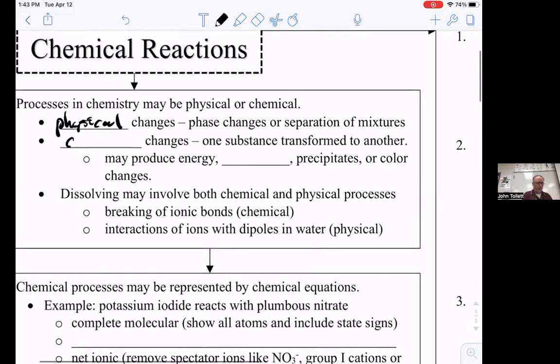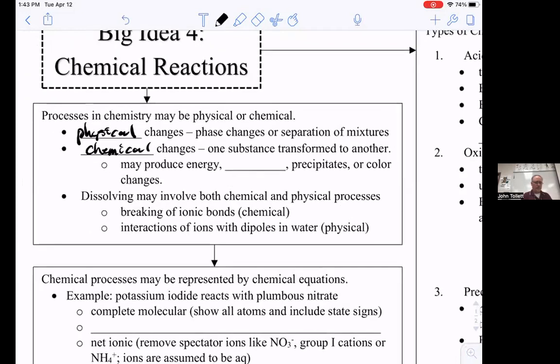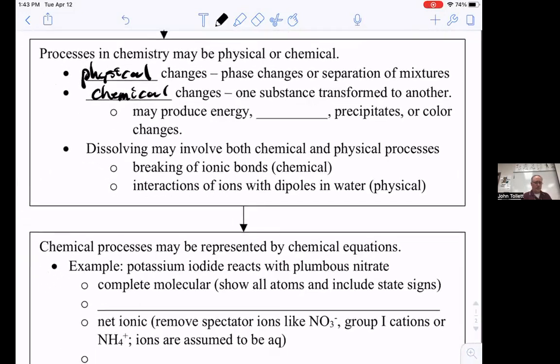Chemical changes are going to be a little bit different. Generally, physical changes are reversible and chemical changes are not. If you cut the grass, you can't put the grass back together, but it's still grass. That's a physical change, even though you can't put it back together. But usually a determining factor is figuring out whether or not you can change it back.